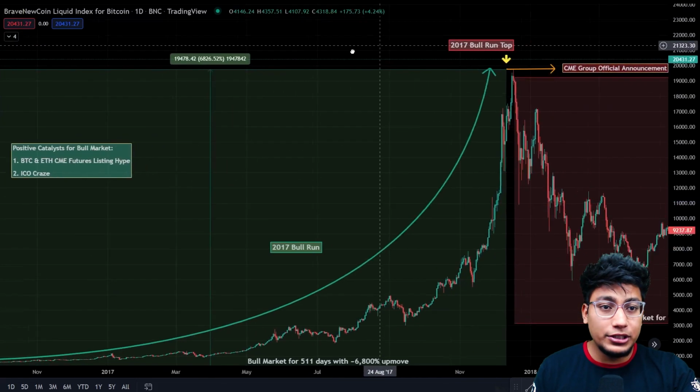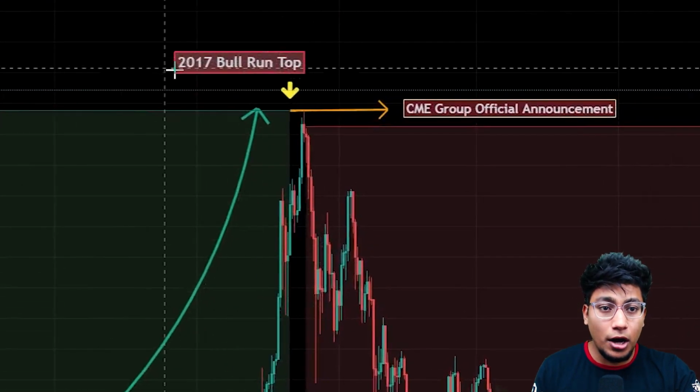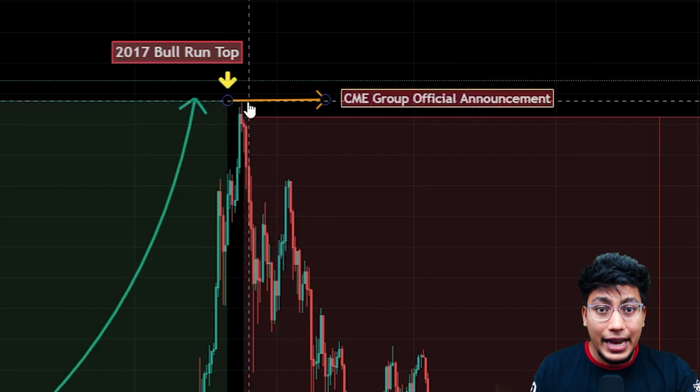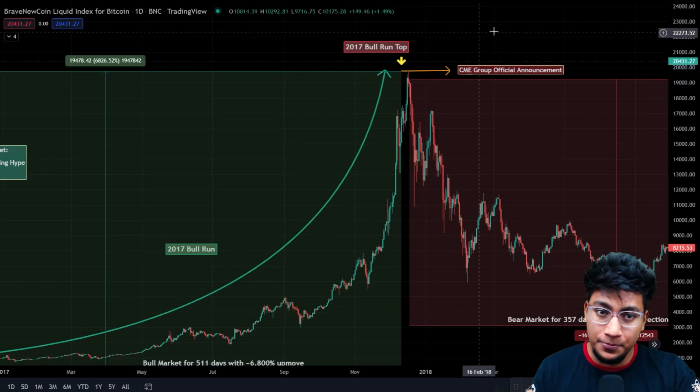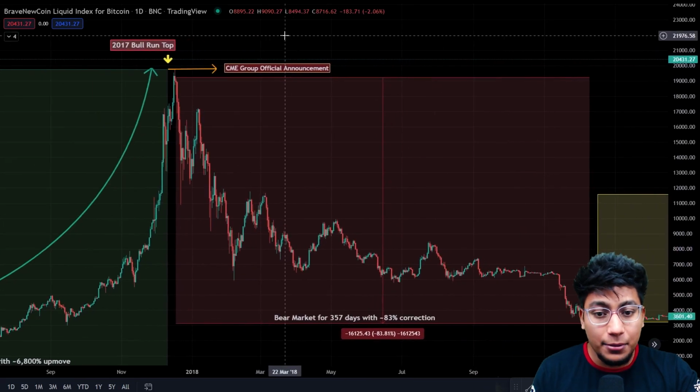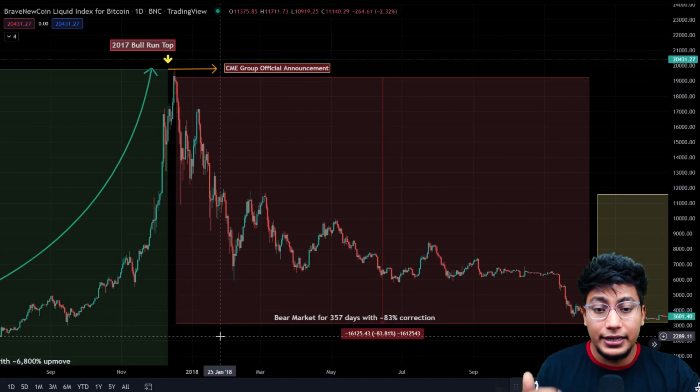Somewhere around this region we had the 2017 bull run top, and when it ended, it ended with the news from the CME Group that yes, we are live with the derivatives market. Moving ahead, we again had a bear market, and this bear market stayed for 357 days and gave a correction of approximately 83%. The last bear market correction was 86%, and this one is somewhere around 83%, and this is something which is bound to happen.